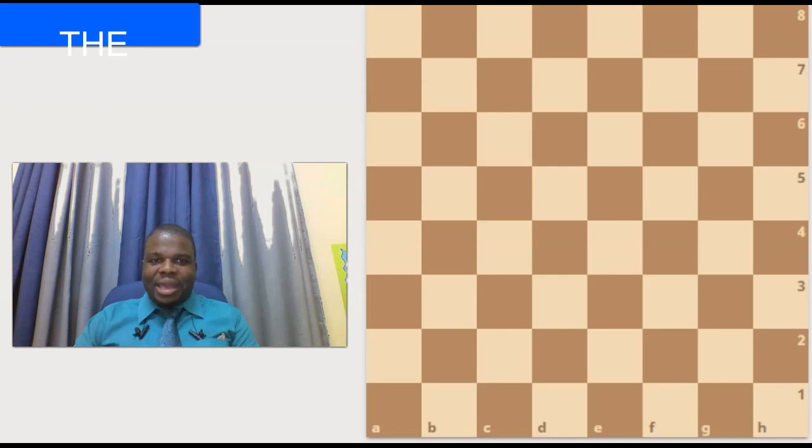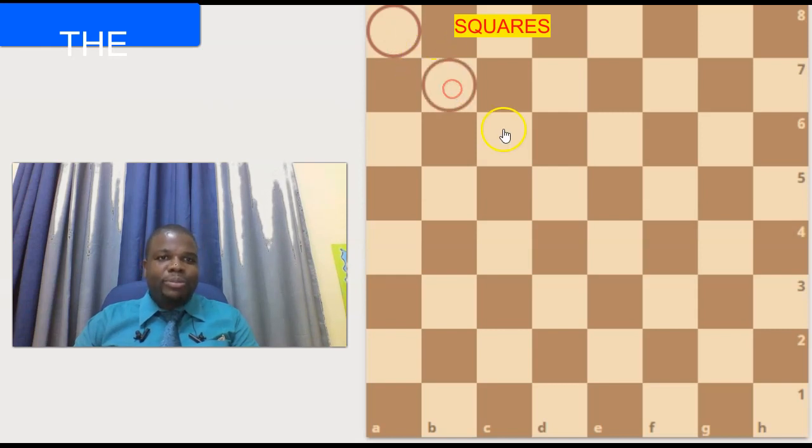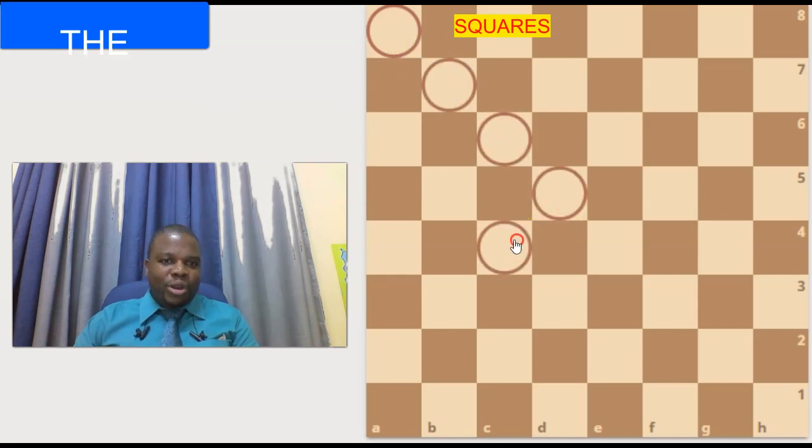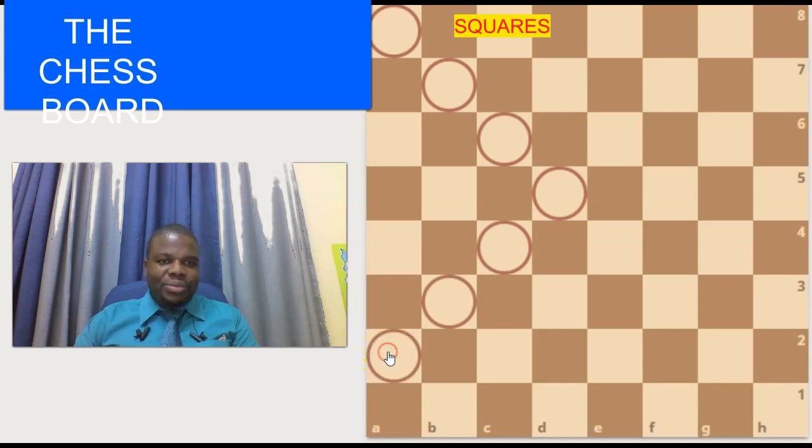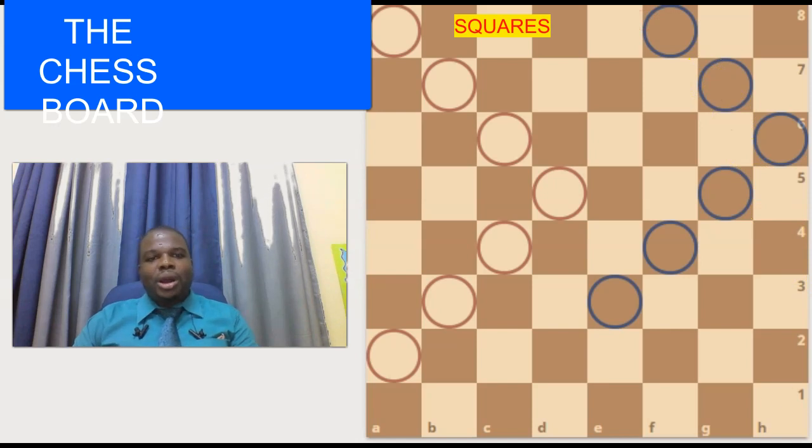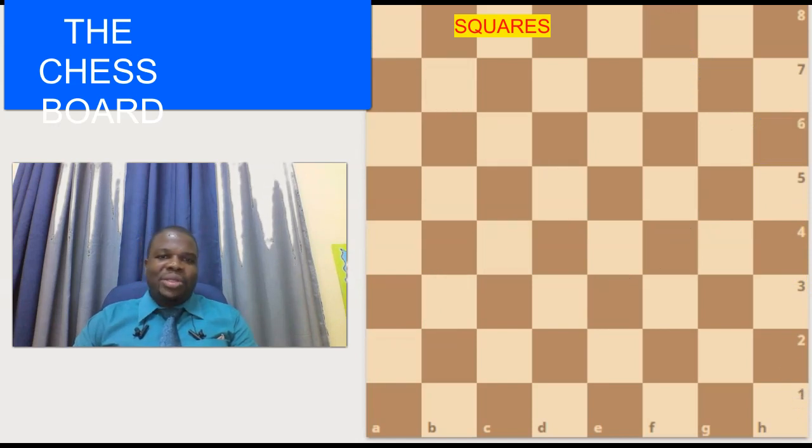If you say squares, you are correct. So on the chessboard we have squares. We have light squares, and these are all the squares on the light colors. And we also have dark squares. So these are all the squares of dark colors.